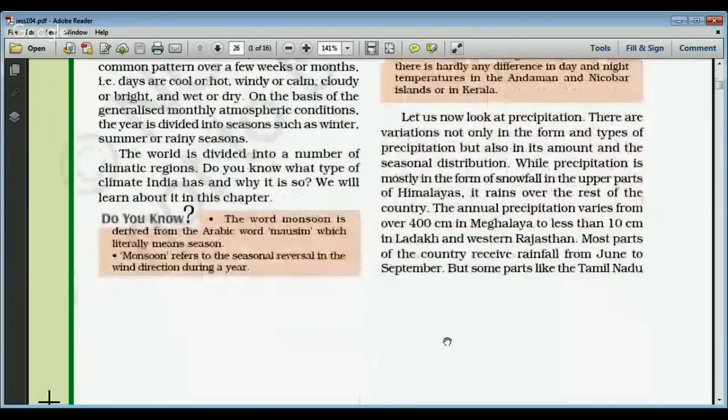Now the world is actually divided into a number of climatic regions, and India's climate comes in the monsoon type. So India's climate is also known as monsoon, and the word monsoon is derived from the Arabic word mausim, which literally means season. So monsoon actually refers to the seasonal reversal in the wind direction during a year.